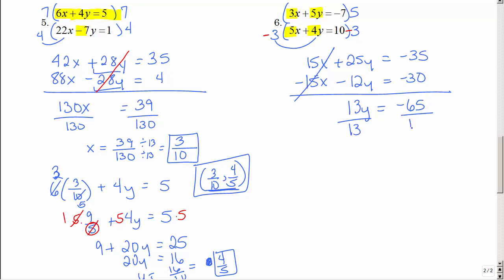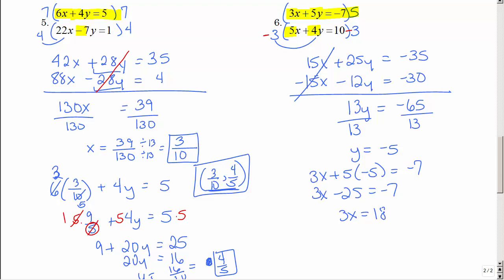We're going to know our multiples of 13. Believe it or not, 13 goes into negative 65 exactly negative 5 times. And then again, I'm just going to pick the top equation. So I have 3x plus 5y equals negative 7. Add 25 and I get 18. And x is 6. So we have a nice pretty answer.